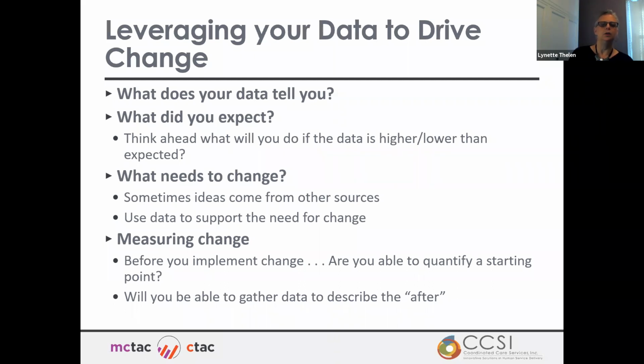And before you dive into changing things, you really have to make sure that you've got the capability to measure that change. So you've probably started the baseline information to say, where am I at now? Because you need that starting point to know if something has changed. And can I gather the data that I need to be able to describe what happens after the change? So you need data to describe before, and you need data to describe after.